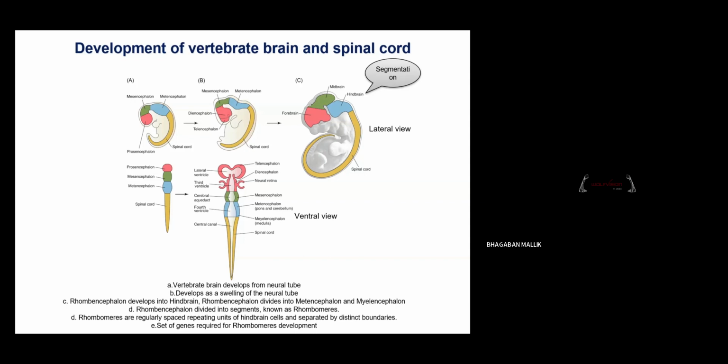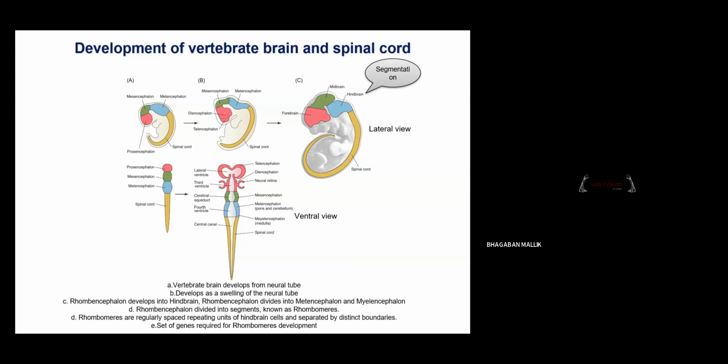And at the latter stage of the development, the prosencephalon again divides into two distinct compartments. One is the telencephalon, the anterior part, and you have the diencephalon that develops from the prosencephalon. The mesencephalon remains the same, and you have the hindbrain, which is called the rhombencephalon. So the rhombencephalon divides into metencephalon and myelencephalon. So these are the different parts of the brain which I will be covering.